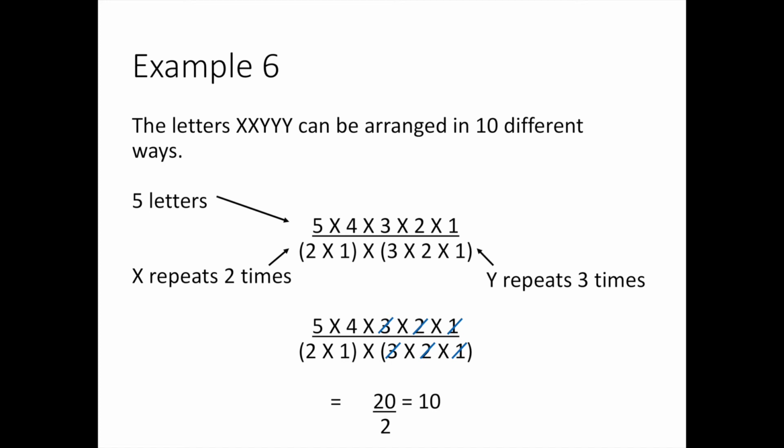Now in both the numerator and denominator there are 3 times 2 times 1, so they cancel down, leaving you 5 times 4 in the numerator, 2 times 1 in the denominator, so you have 20 divided by 2, leaving you 10 different permutations for this combination of letters.